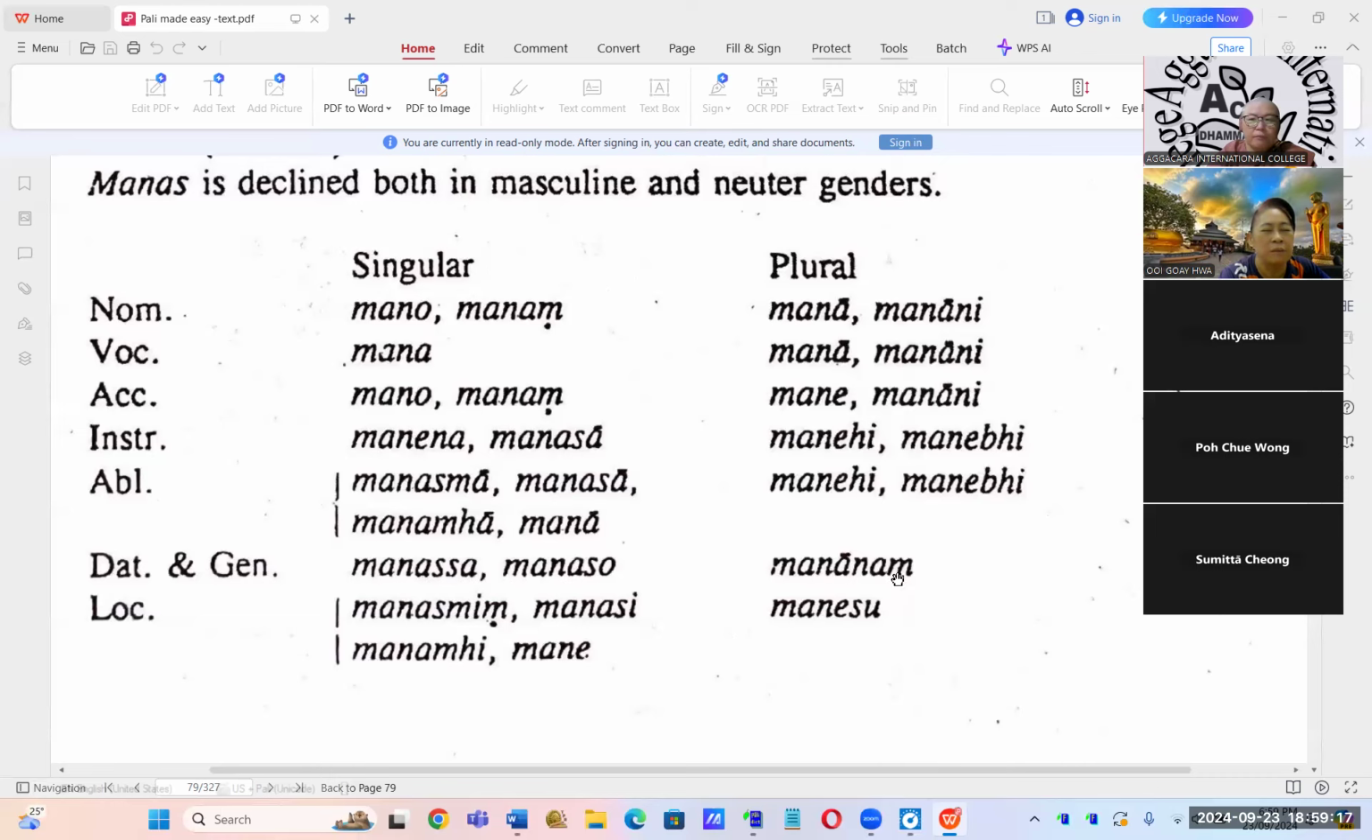Plural: tapanam. Genitive singular: tapaso, tapas, special form, tapasa. Tapanam. Locative: tapasi. Special form: tapasmin, tapamhi, tape. Plural: tapesu. Okay, Wong, does she recite correctly?